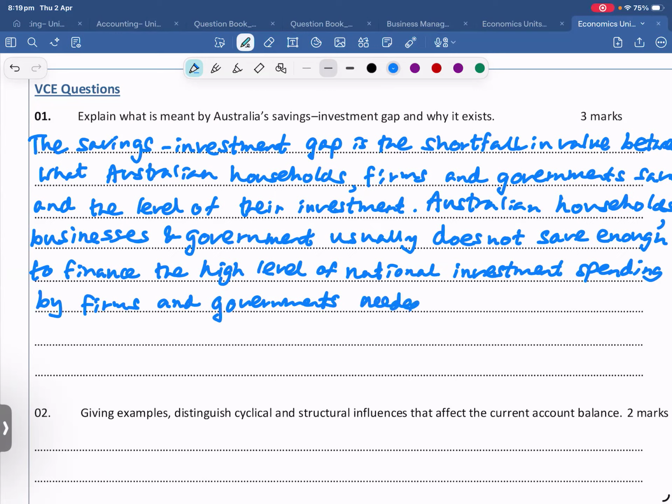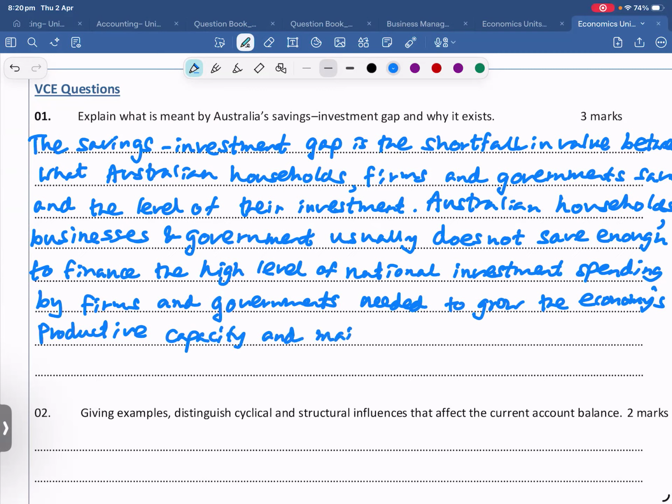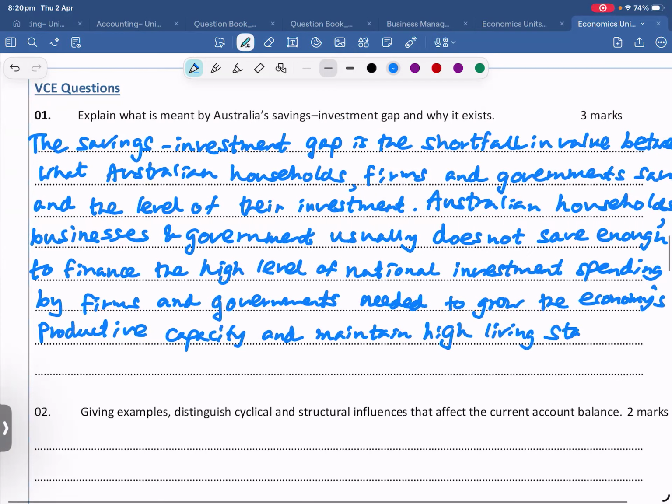needed to grow the economy's productive capacity and maintain high living standards.